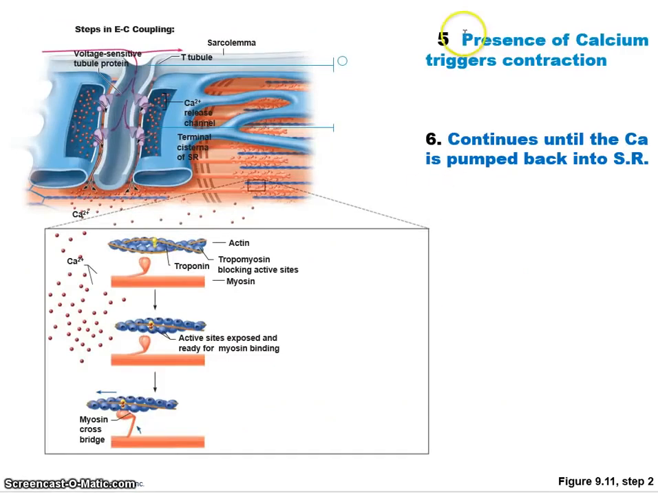So the presence of the calcium in the cytoplasm is going to trigger a contraction, which is the cross-bridge cycle that we talked about in lecture. And that is going to continue until the calcium is pumped back into the sarcoplasmic reticulum. So that is it. 6 steps as succinct as possible in under 5 minutes.